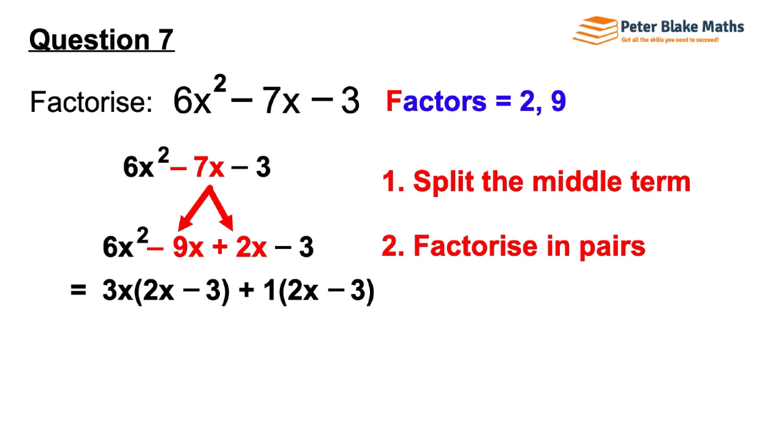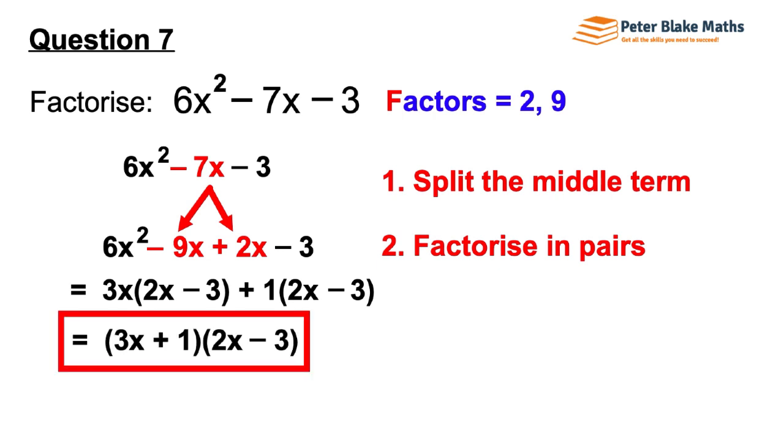So we're allowed to join the 3x and the plus 1 into one bracket and have a listing of the 2x minus 3 for the second bracket. Fairly complicated, but get some more practice on those if you're not sure.